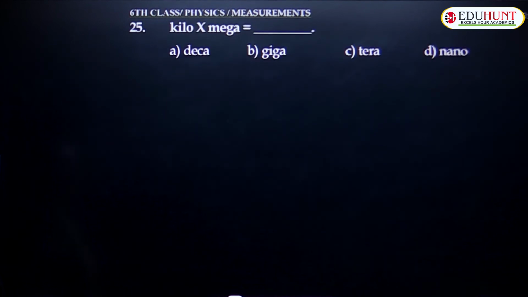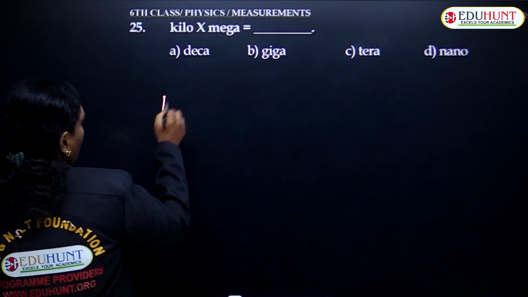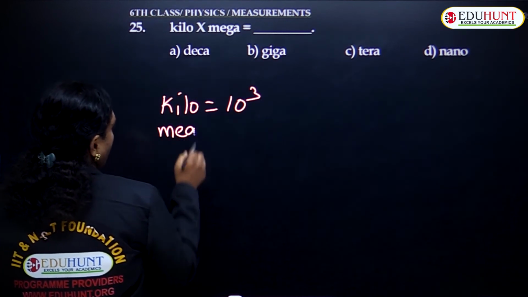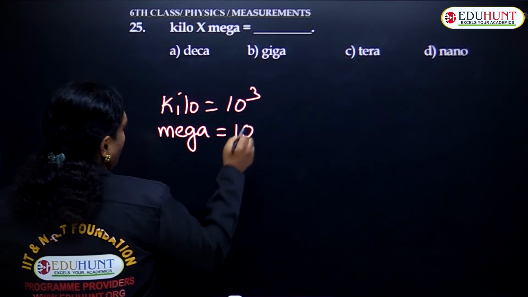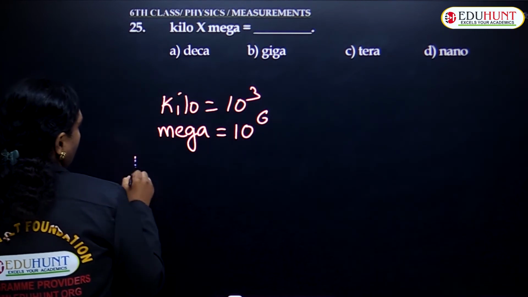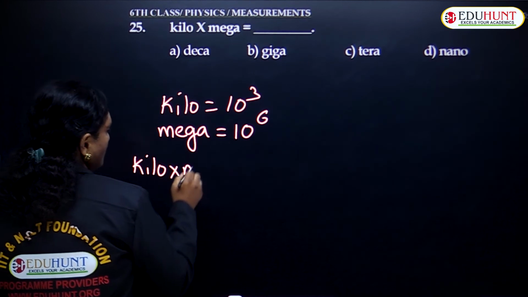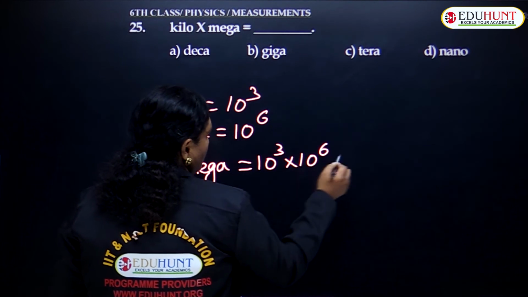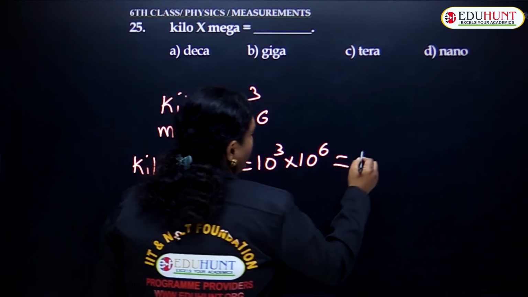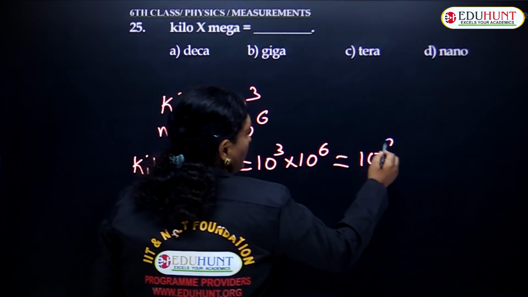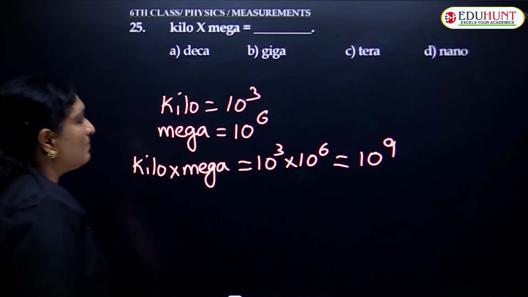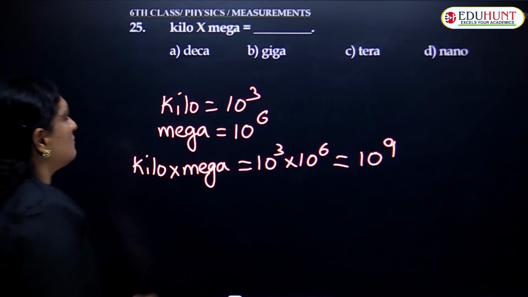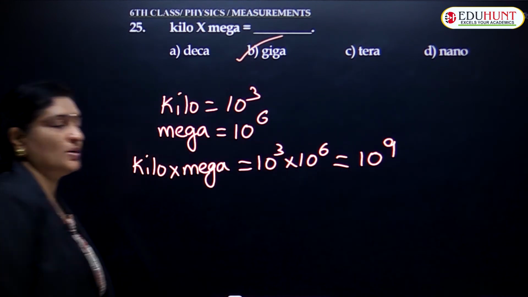Kilo into mega is how much? Children, you know that kilo is nothing but 10 power 3 and mega is 10 power 6. So, when you are asked to find out kilo into mega, it equals 10 power 3 into 10 power 6. Finally, what is the final answer, children? 10 power 3 into 6 is 3 plus 6. It is 9. Hence, what does 10 power 9 indicate? 10 power 9 indicates giga. So, tera means 10 power 12, giga means 10 power 9. Hence, your option is B.